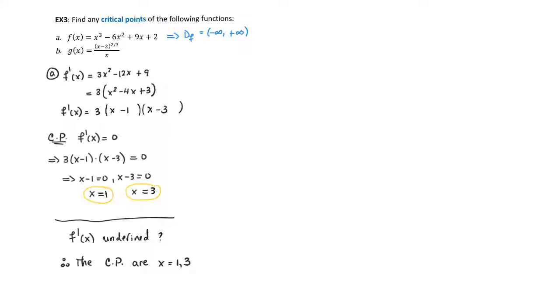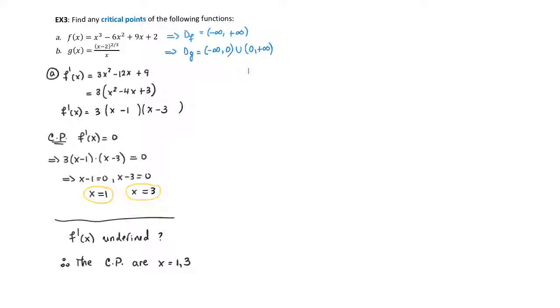In other words, 0 can never be part of the domain because division by 0 is undefined. So we're going to say here that the domain of g happens to be all values from negative infinity to 0, but not including 0, and then union from 0 to positive infinity, again not including 0.